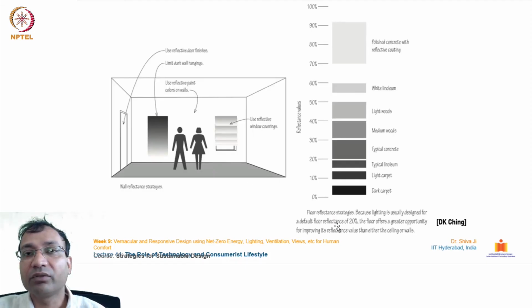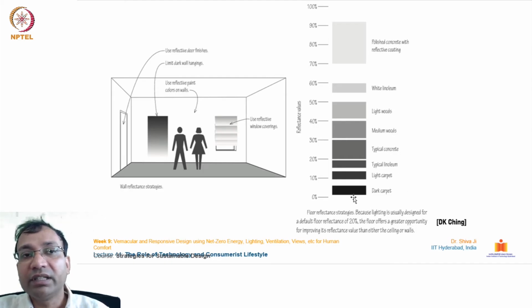Okay, on to floor reflectance strategies. Lighting is usually designed for a default floor reflectance of 20%. The floor offers a greater opportunity for improving its reflectance value than either the ceiling or walls. You see, dark carpets have reflectance close to 0%, between 0% and 5%. Then we have polished concrete with a reflective coating, which has a reflectance value of 70 to 90%. In between we have white linoleum, light wood, medium wood, typical concrete, typical linoleum, and light carpet.